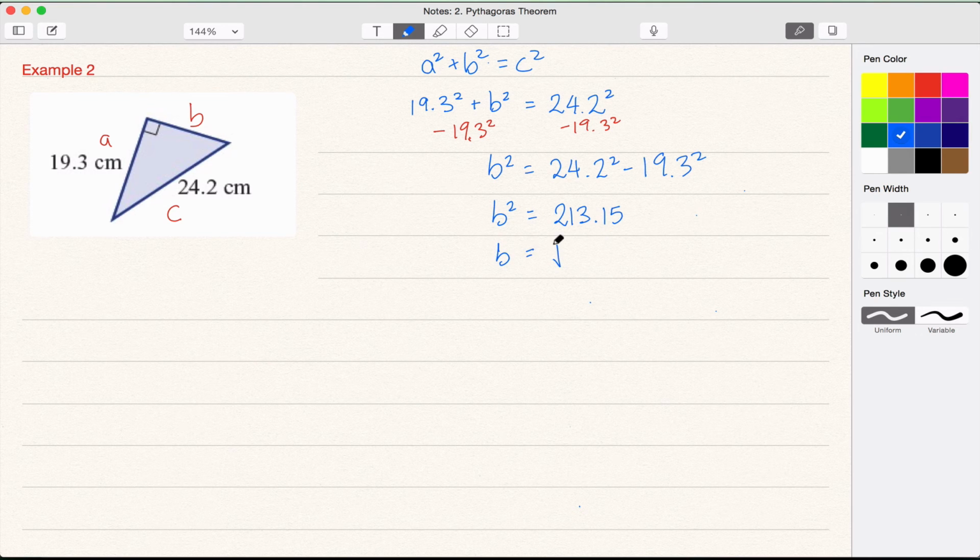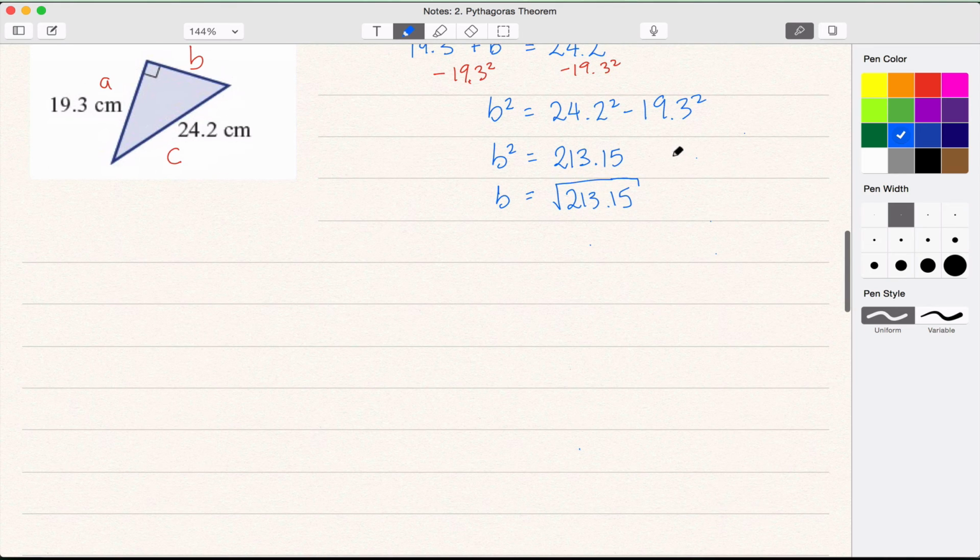B equals square root of 213.15. Make sure that square root sign goes across the whole number. And if you put this in your calculator, you'll get 14.60. Final step, don't forget, add your correct units. We've got centimetres, so this is going to be centimetres.